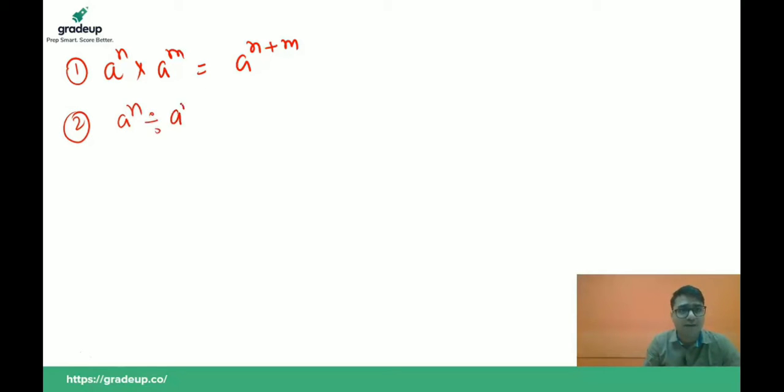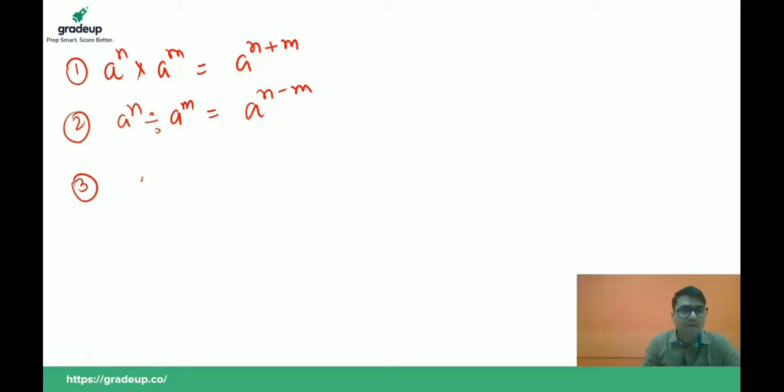If you have a raised to the power n into a raised to the power m, then you will have a raised to the power n plus m. Powers will be added in multiplication. Next, if you have a raised to the power n divided by a raised to the power m, then you will always have a raised to the power n minus m.